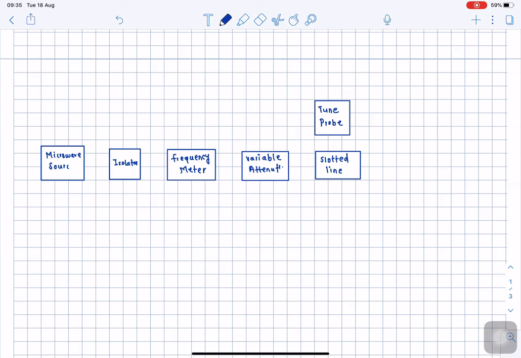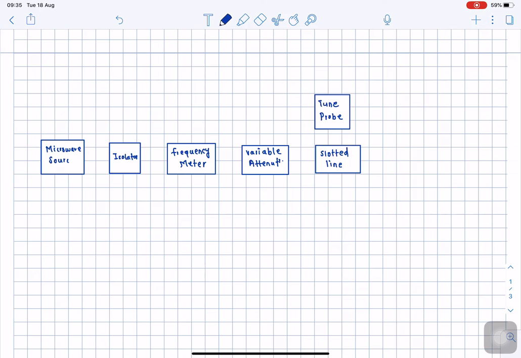We are going to measure the VSWR of a certain device or certain equipment, or even a transmission line. That device under test we are going to place over here. This DUT is nothing but the device whose VSWR we are going to measure. And finally, over here we have a matched load.